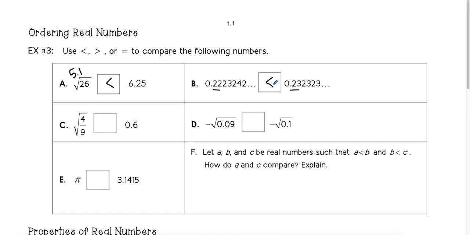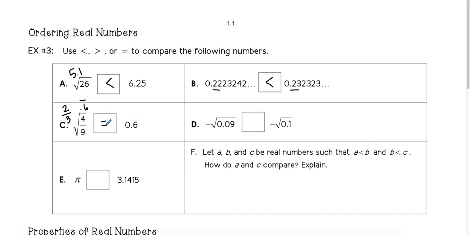Next one, the square root of 4/9. Hopefully you guys recognize, I know the square root of 4 and I know the square root of 9. So the square root of 4 is 2, the square root of 9 is 3, so I'm really talking about 2/3. And hopefully you guys know that 1/3 is 0.3 repeating, so 2/3 would be 0.6 repeating. So these are actually equal to each other.